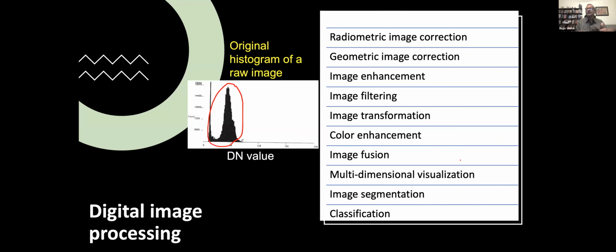And these are the different kinds of processing techniques which we use. There are radiometric image corrections, geometric image corrections, and various types of image enhancements: image filtering, transformation, color enhancement, image fusion, multidimensional visualization, and image segmentation. So lots of processing techniques are involved. I'll give you a very quick overview of these, but as I said, this can form a full-fledged course at some point. So let's go through these.